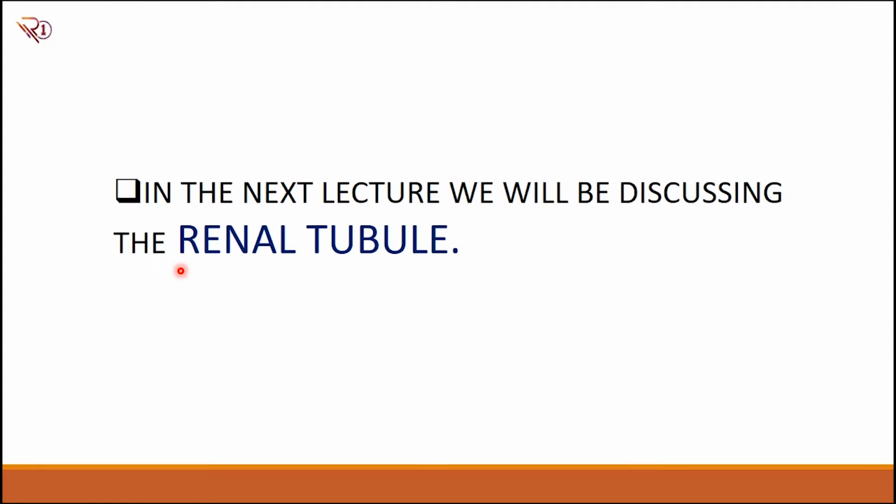So viewers, basically this brings us to the end of the structure of the nephron. And in the next lecture, we will talk about the renal tubule in detail, where we have the proximal convoluted tubule, the loop of Henle, the distal convoluted tubule, and the collecting duct.